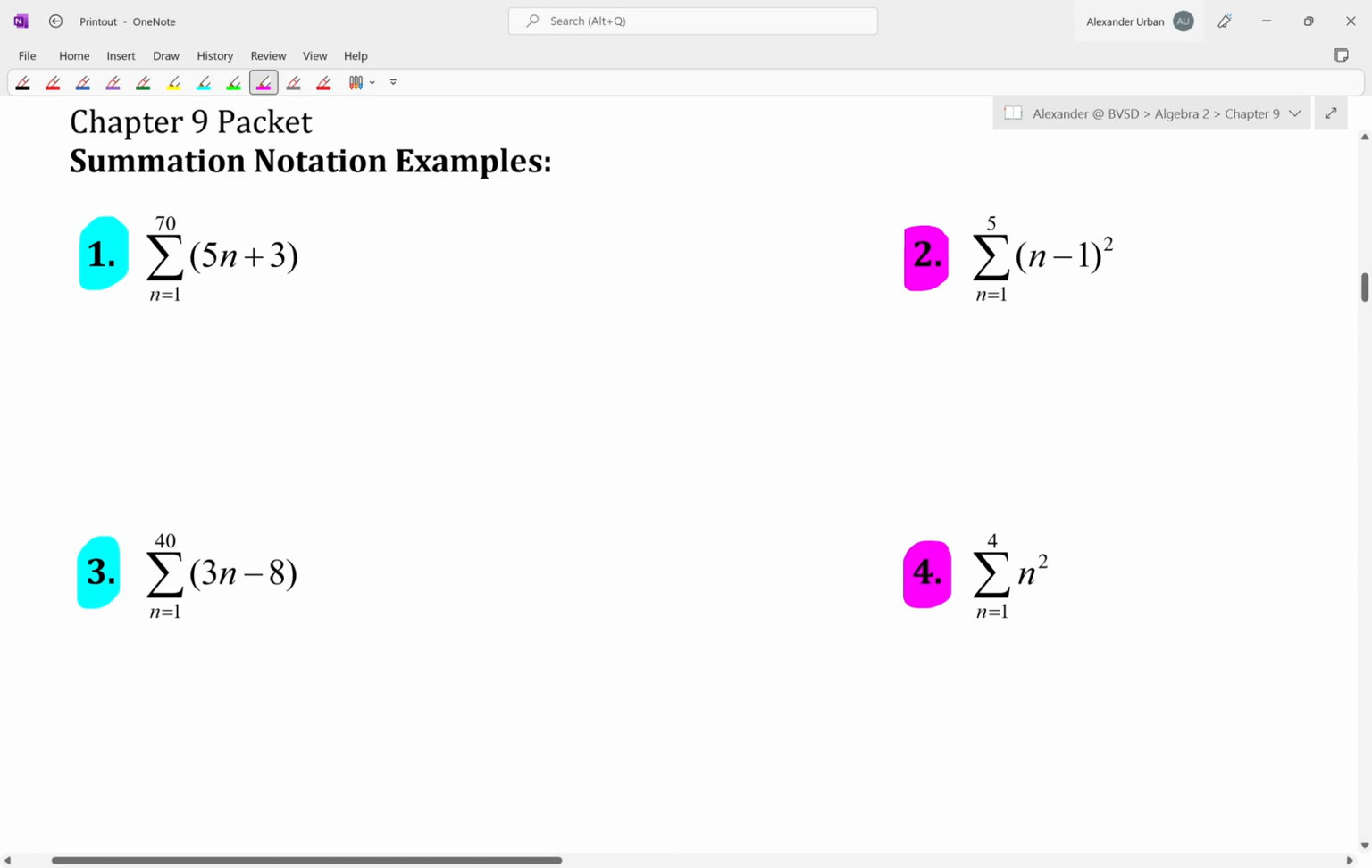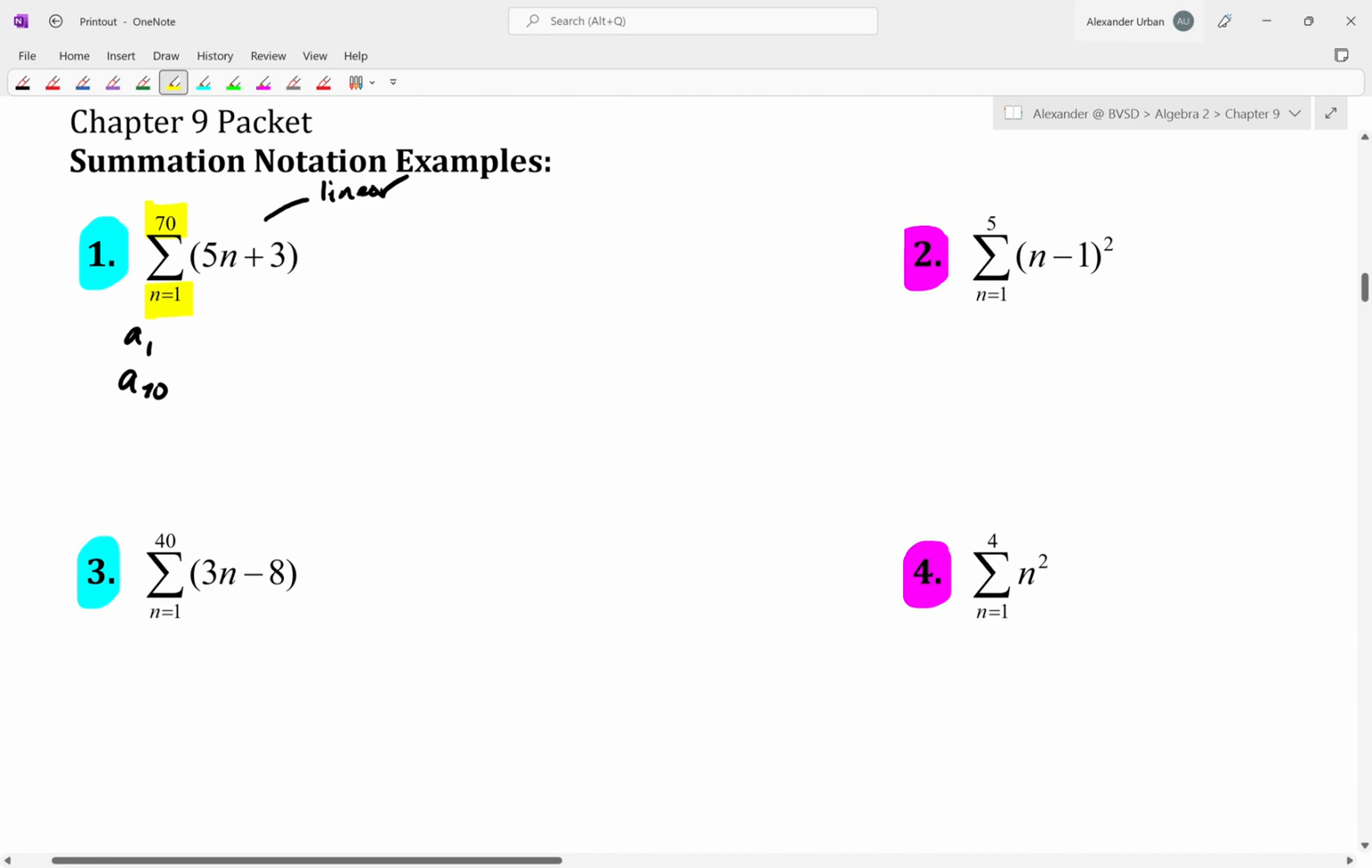That means we'll have to use some brute force, and that's okay because we don't have a lot of numbers that we're dealing with. But we can tell on our number 1 example that it's arithmetic because it's 5n plus 3. This is a linear formula. It's going to go up by the same amount each time, which means that it is an arithmetic sequence. So on this one, what I want us to do is find a sub 1 and find a sub 70 because I have to worry about my first and my last terms.